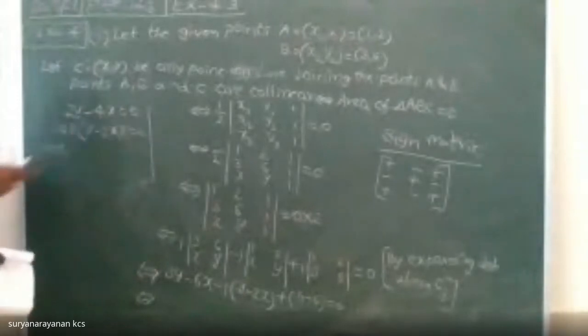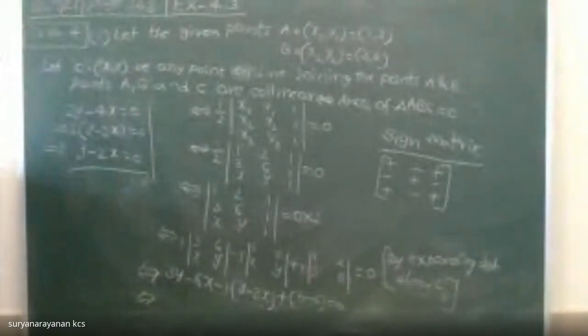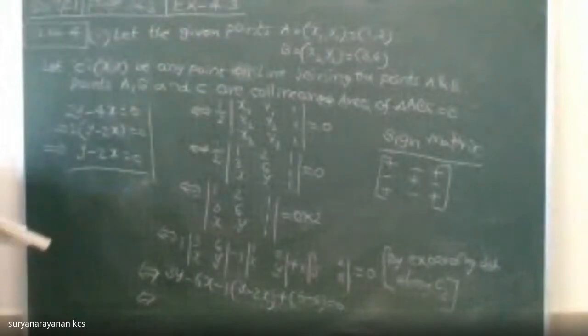If you transpose 2 to RHS, then what will you get here? Sir, y minus 2x equal to 0. Yes, y minus 2x is equal to 0. So this is the equation of the line joining the points A and B. This is the procedure, my children. Understood this method? Yes, sir.